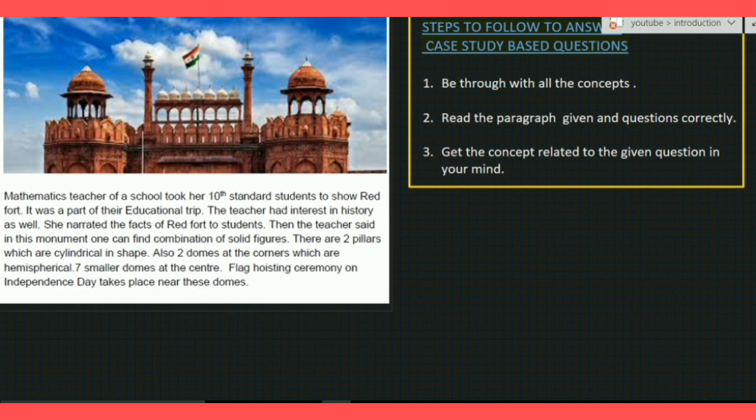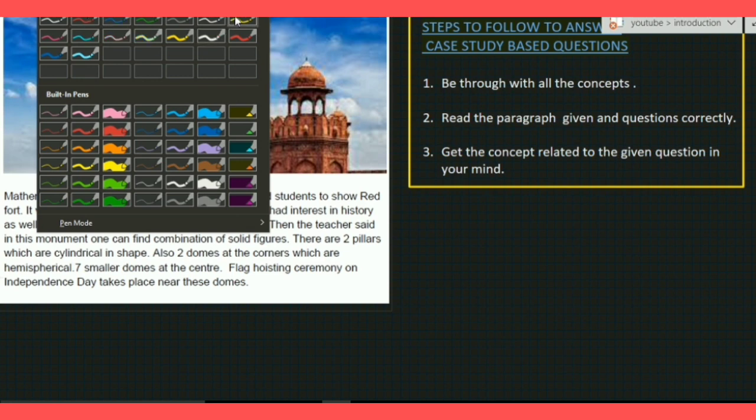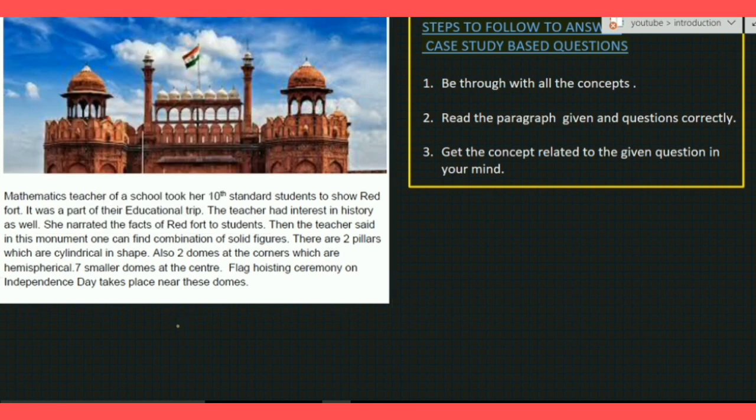Right, first of all, we need to underline the important points over here and make a note roughly in the rough margin of your answer script. 2 pillars which are in cylindrical shape, so we will write pillars, cylinder. And what is the next one? 2 domes at the corners, hemispherical, and 7 smaller domes. So next we have domes, which are in hemispherical shape.